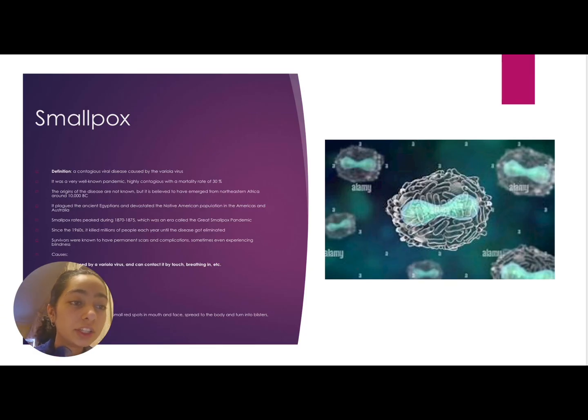And smallpox peaked during 1870 to 1875, which was called the Great Smallpox Pandemic. And survivors that had that disease would also experience complications and scars and sometimes even blindness. So here are the causes, just having any contact with the disease, and symptoms are high fever, fatigue, backache, and the most characteristic symptom of all, which is the rash that they had.